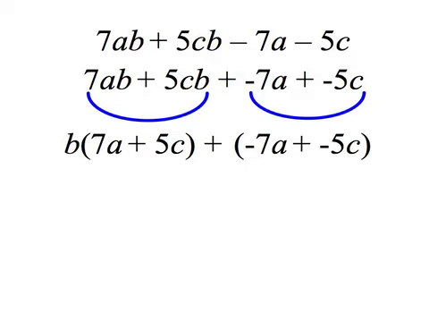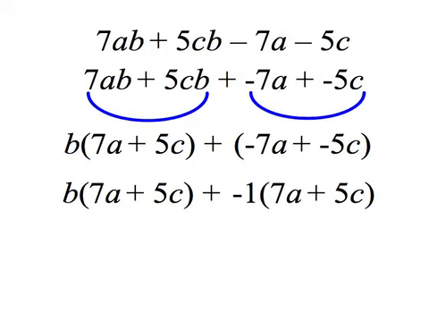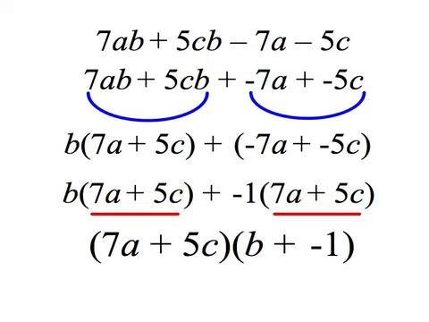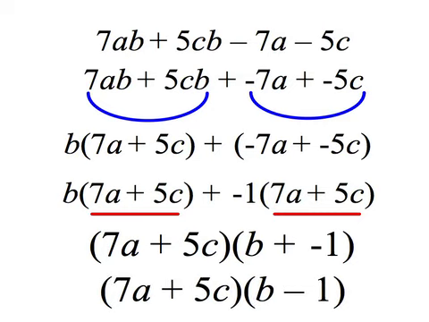The last two don't appear to have a common factor, but we've seen this before. We have 7a plus 5c in one group, negative 7a plus negative 5c in the other. We factor out a negative 1 in the second group to change it to 7a plus 5c, all times negative 1. And now these binomial factors match. So we have 7a plus 5c times the quantity b plus negative 1, or as more commonly written, b take away 1.